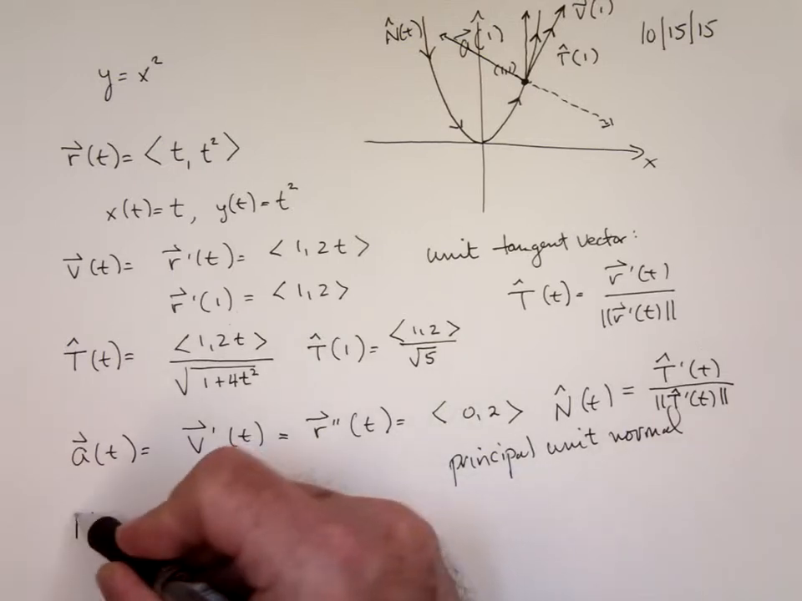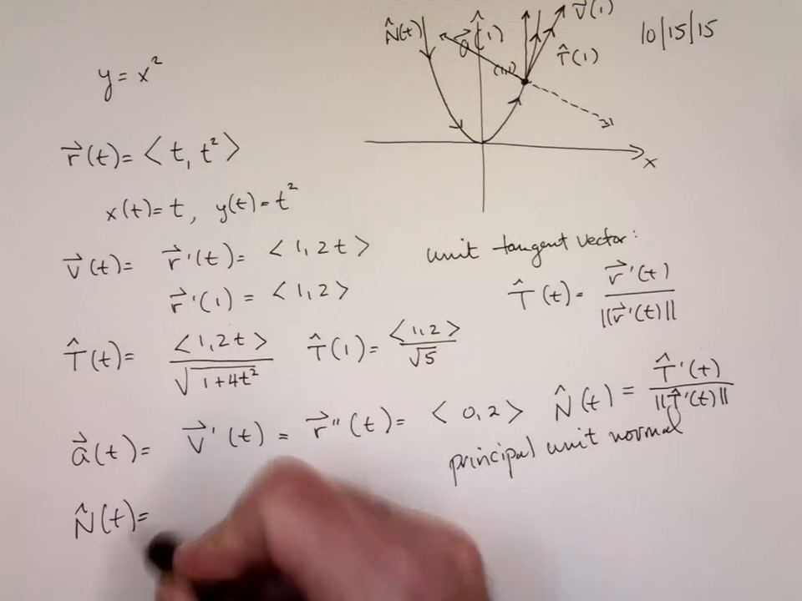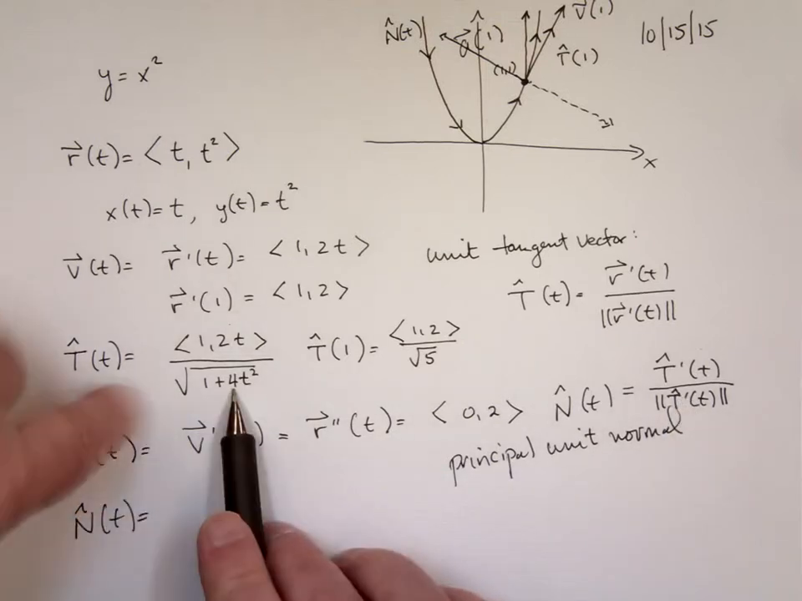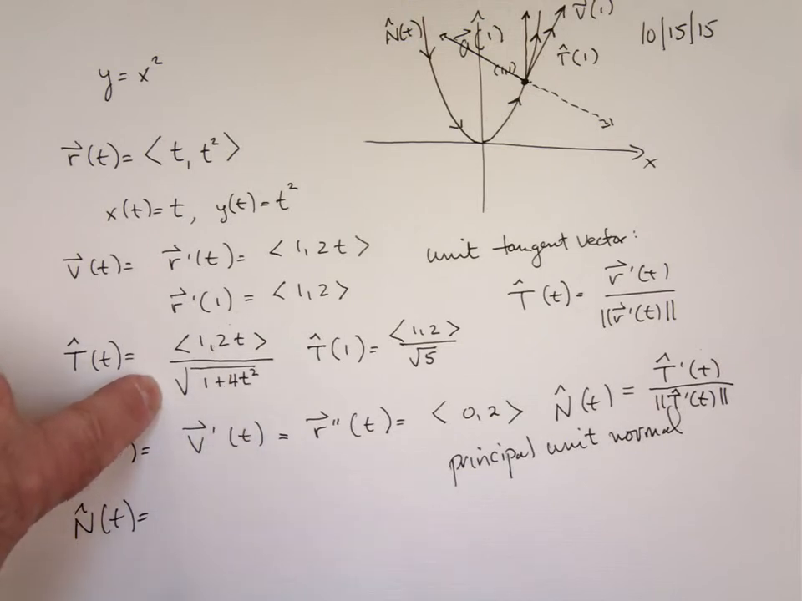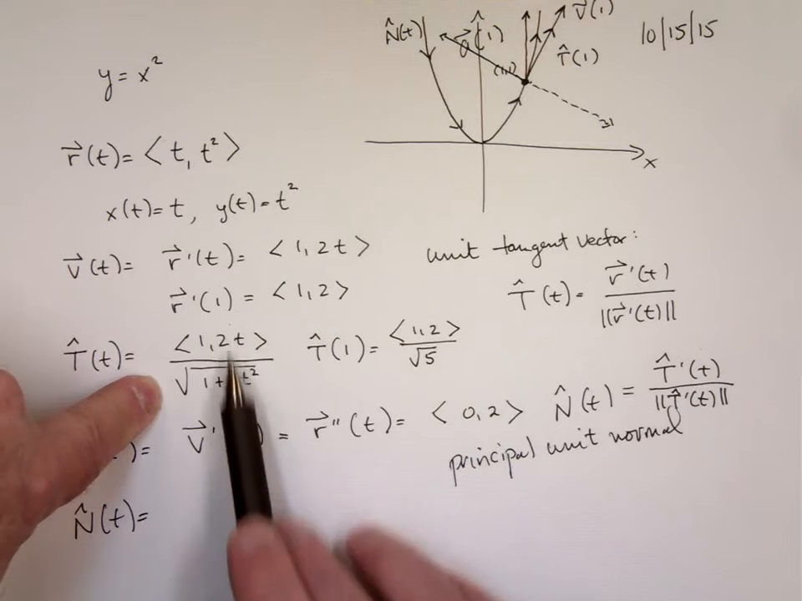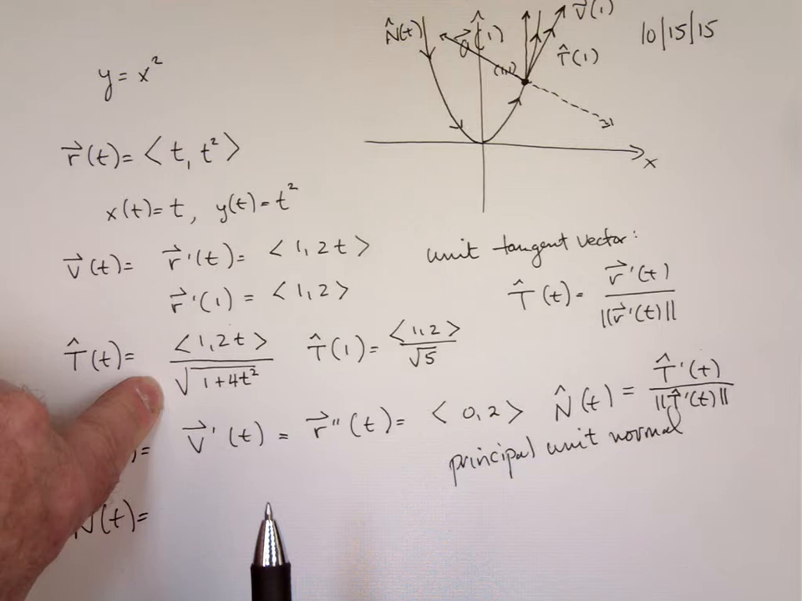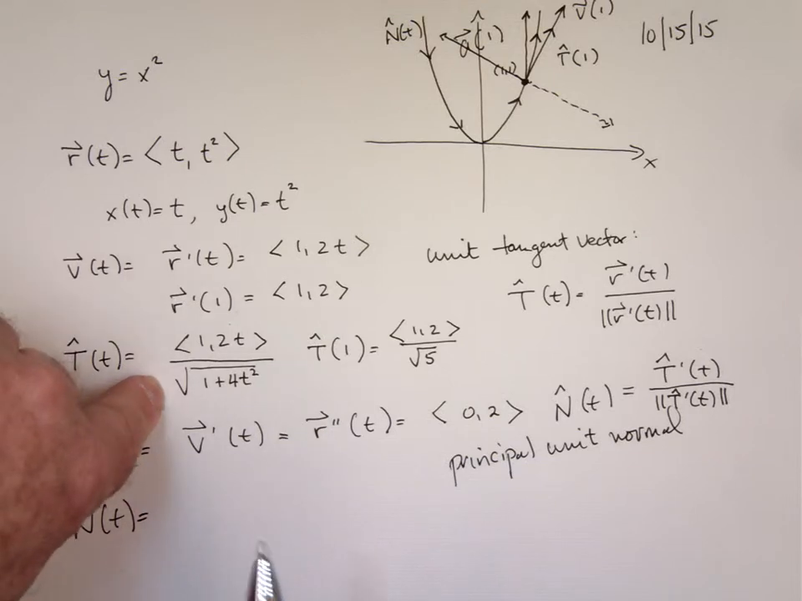Well, let's see. It's equal to T prime. Now here's T. T prime is the derivative of this. And to take the derivative of this, we have a quotient rule with the square root. It gets messy. Fortunately, there's a trick to this. Okay? You ready for this?